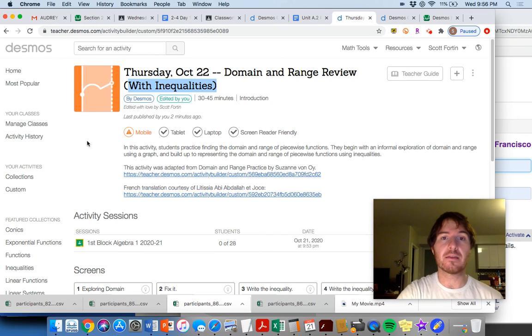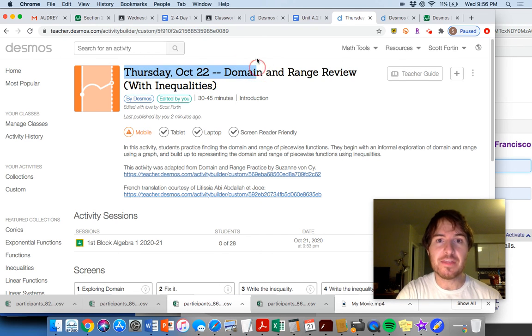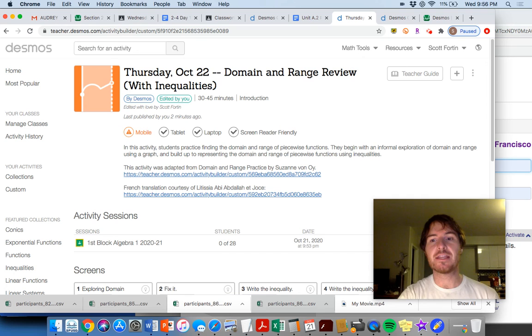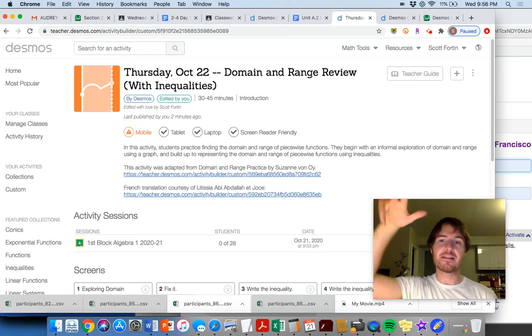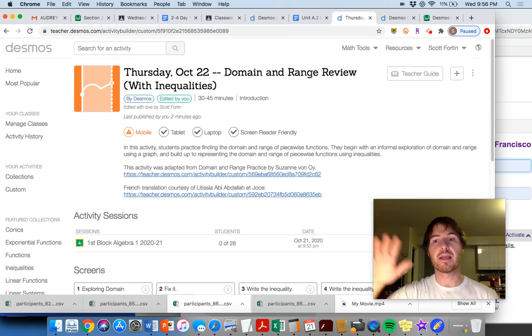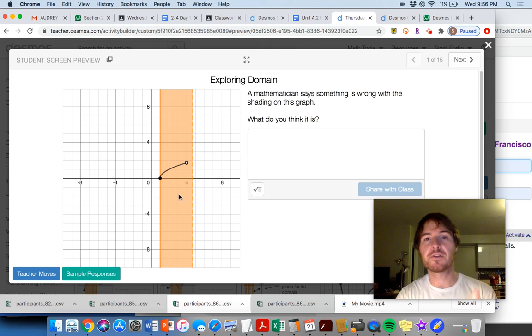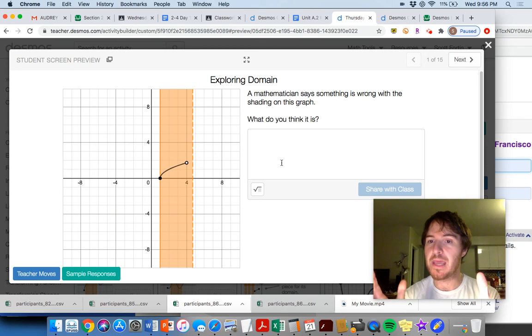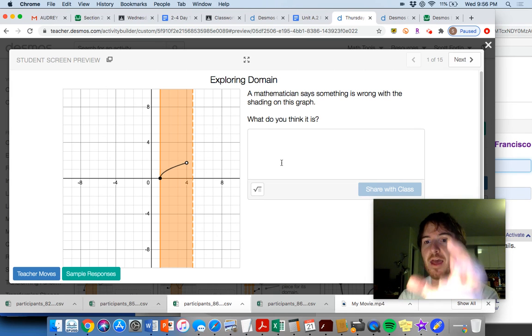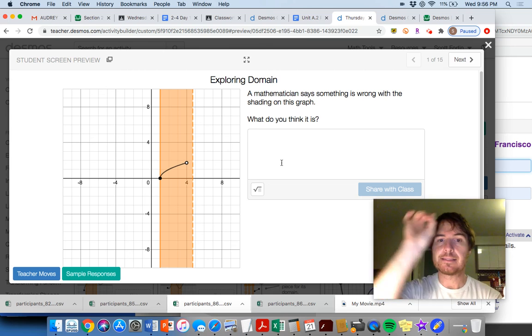Now, if you remember domain, those are the x values, right? X values on the graph, all the allowed inputs into a function, and the range are all of the y values. Anything that comes out, everything that comes out, actually, everything that's possible to come out is considered part of the range. So let's dive right into it. You got your first slide right here, and this is called exploring domain, okay? If you're exploring domain, are you exploring the y values? Or are you exploring the x values? Well, let's check it out here.